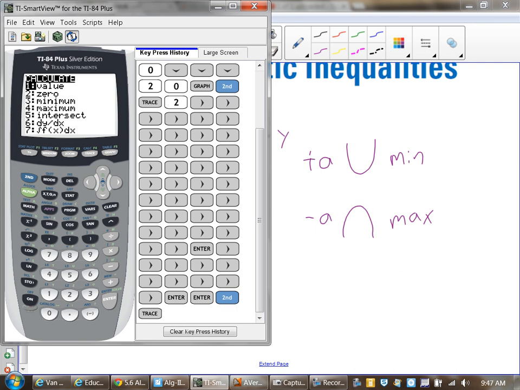Remember, the x-coordinate of the vertex is on the axis of symmetry. Also on here, do you see a button that says zero? Yes. What do you think that calculates? Zero. Where it crosses the axis. So should we be able to plot and graph quadratics real easy?